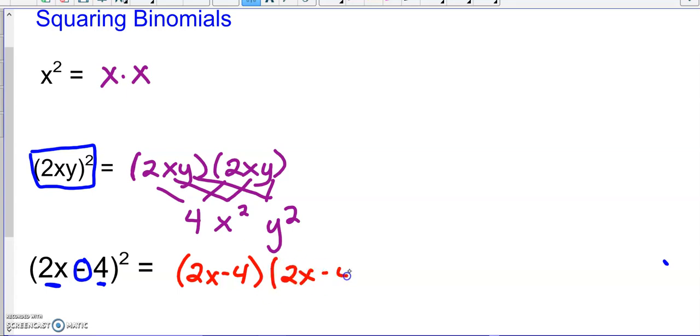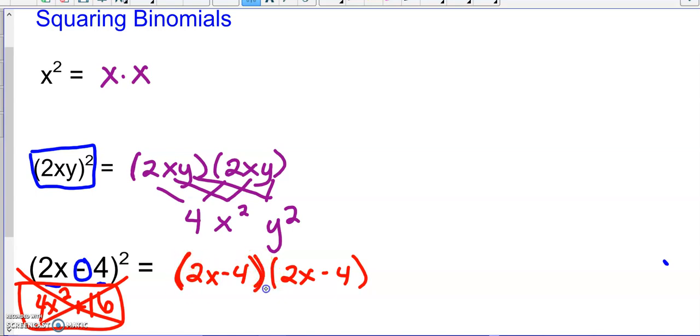2x minus 4. We know that because that's what it means to square it, right? What you are going to be inclined to do is square 2x, which is 4x squared, and square negative 4, which is 16. Okay? Please, please, please do not do that. You cannot just square each piece when there are multiple terms. We have to remember that it's really 2x minus 4 times 2x minus 4.